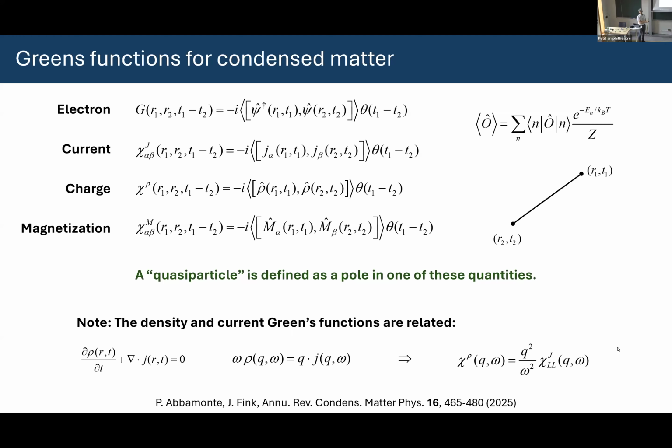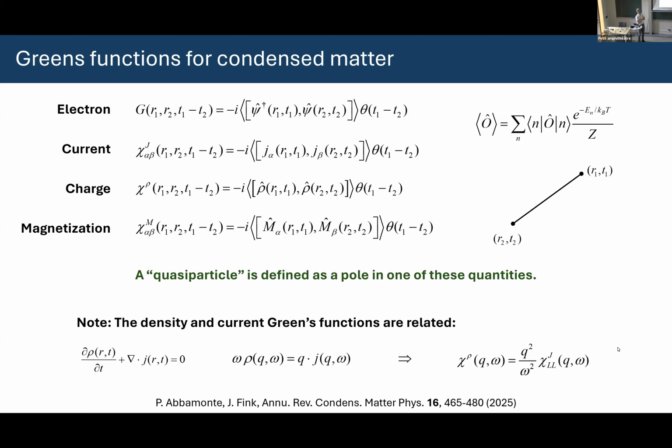Sorry, but to go to a different case then, can you have a pole in the current and not have a pole anywhere else? If you have a pole in the current, wouldn't that be a quasi-particle of some sort? Blaise, you and I have a paper on strontium ruthenate. It has a pole in this thing, but not that one. Hence, that pole is not a quasi-particle.